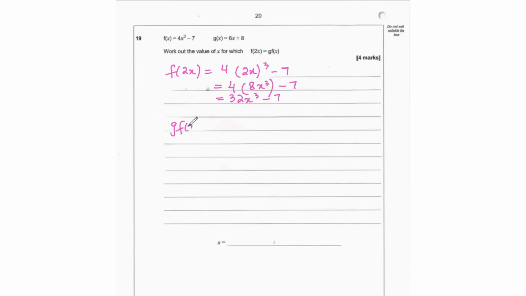g of f of x means that we're going to replace x in g of x with f of x. So 6 times 4x cubed minus 7 plus 8. Wherever there was x, we wrote f of x. So 24x cubed minus 42 plus 8, which is 24x cubed minus 34. Now put both of them equal to each other.